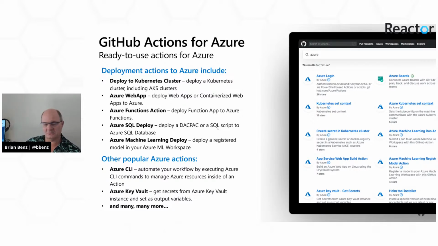Other popular actions, you can run CLI commands inside of your actions. Azure Key Vault is a great way to have shared secrets that you're going to use among different applications. By the way, GitHub also has a secrets capability that we're going to highlight today because we're only sharing things in one repo. So we're going to use the GitHub secrets instead of Azure Key Vault.